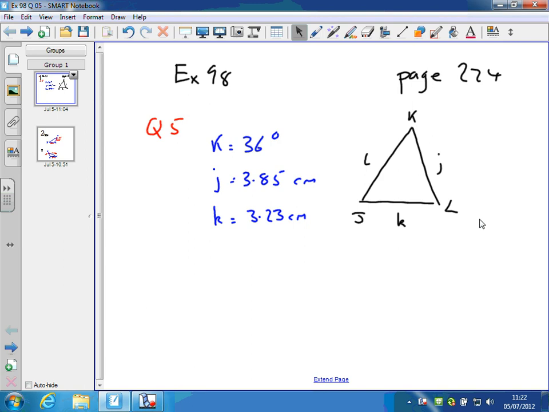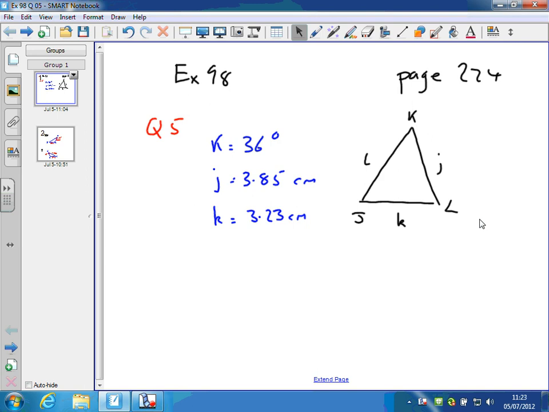Exercise 98, question number 5. This question is all about the ambiguity of the angle when you've worked out what it is. So let's see how this progresses. We're going to end up with two possible answers. So let's see how this arises.